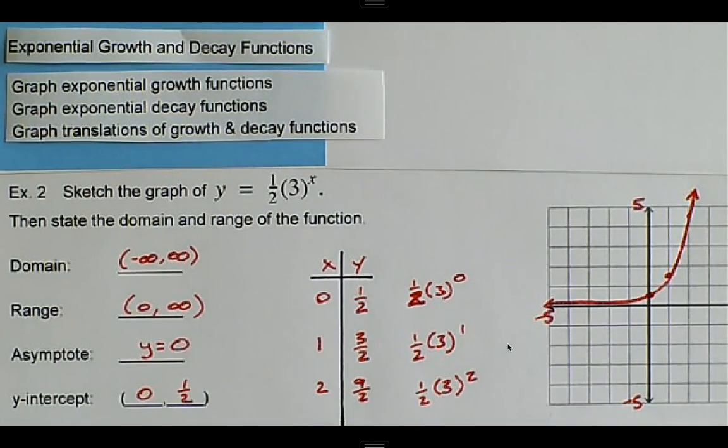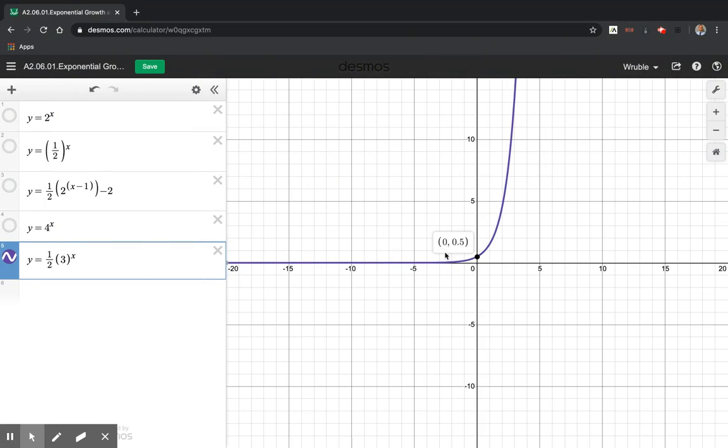And we can take a look, and there we have the point graph, or there's the function. We have 0, 1/2, and then we have 1, 1/2, and then we should be at 2, 4.5.